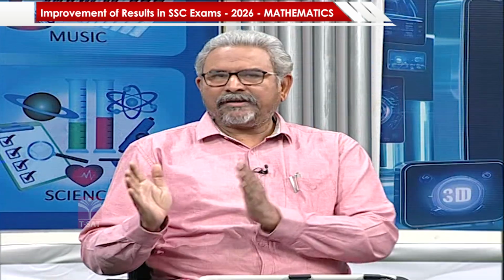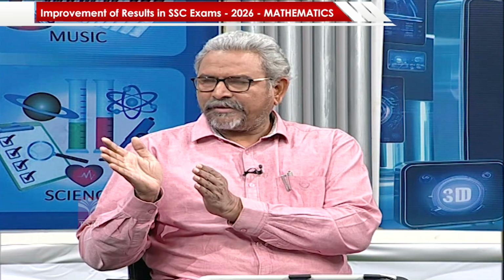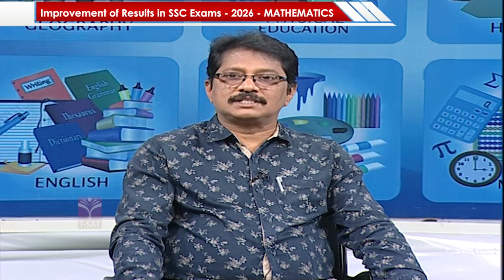One thing I would like to share here: a very short answer type question needs at least 3 steps, a short answer type needs at least 4 or 5 steps, 5 to 6, and a long answer type question needs at least 5 or more steps to be written in the examination. As you said, prove that root 2 is an irrational number.